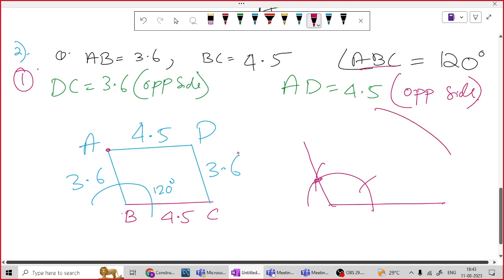AD. I'm sorry, AD is 4.5. So take 4.5, cut another arc. Join these 2 points like this. This completes the diagram.